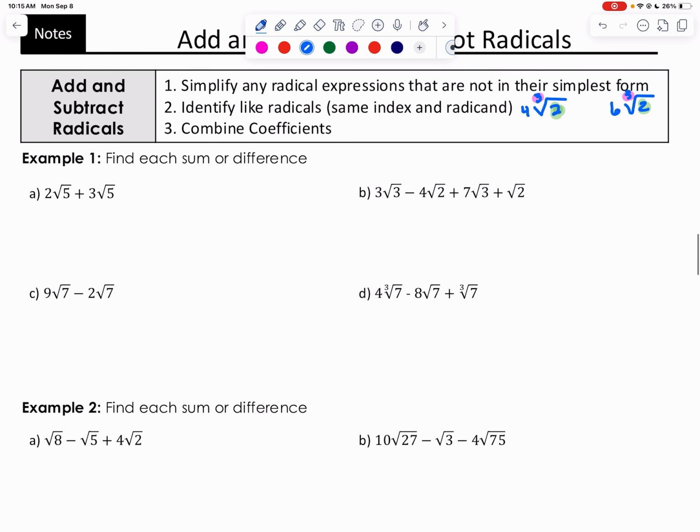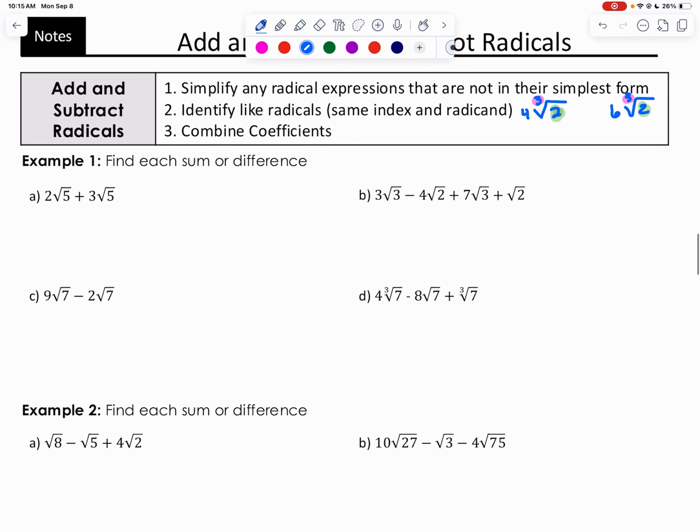And in problem A, we have 2 square root 5, which is already simplified, plus 3 square root 5, which is already simplified. Now, what I want you to notice in this problem is that they both have the same radicand, and they're both square roots. So that means that we can add these together. So I'm simply going to add the coefficients. So I'll add the 2 plus 3, and I'll keep the radicand the same. So my answer would be simply 5 square root 5.